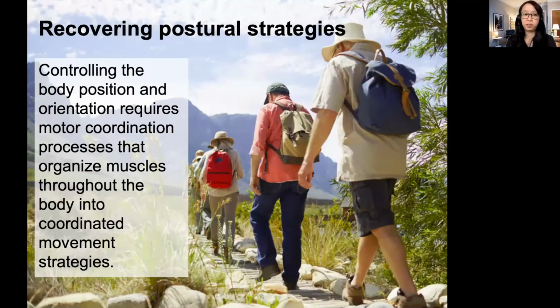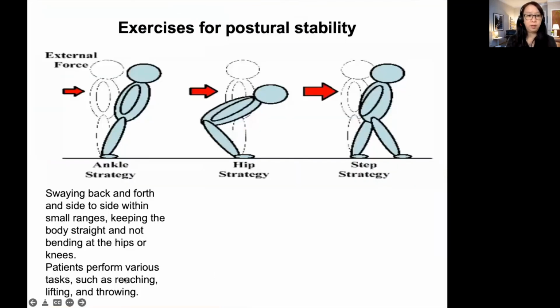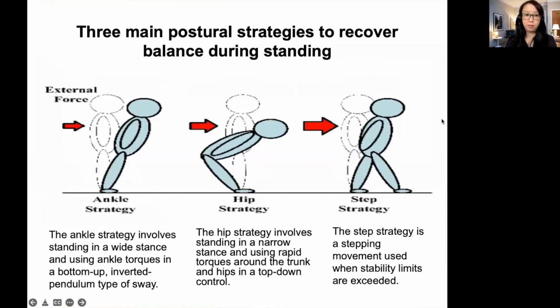So recovering postural strategies, you need it. To do that, you need to control the body position and orientation, and this requires motor coordination. Your whole body needs to coordinate its movement so that you don't fall down or you can move properly. So how do we do that? There are three main postural strategies to recover balance during standing. Postural strategies to recover balance means that if you feel like you're going to fall, there are a few ways you can prevent yourself from falling. You have the ankle strategy, hip strategy, and step strategy.